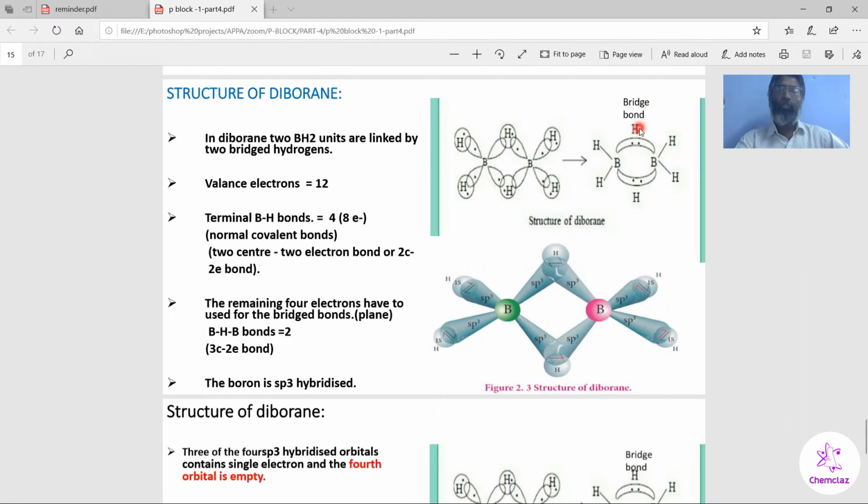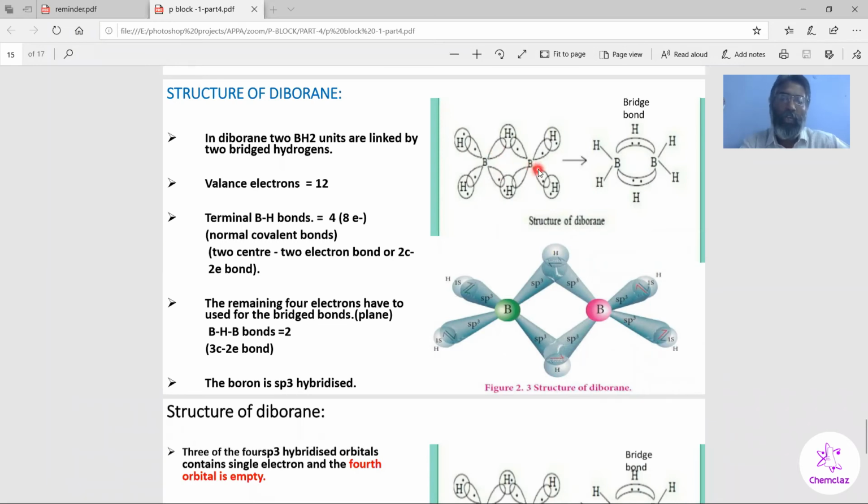Okay, so how does this bridge bond formation take place? Very simple concept. Out of 4 equivalent hybridized orbitals of boron, 2 are involved in normal covalent bonds. So this one is a normal covalent bond. The rest of the equivalent orbitals, which ones? A half filled sp3 hybridized orbital and one empty hybridized orbital.